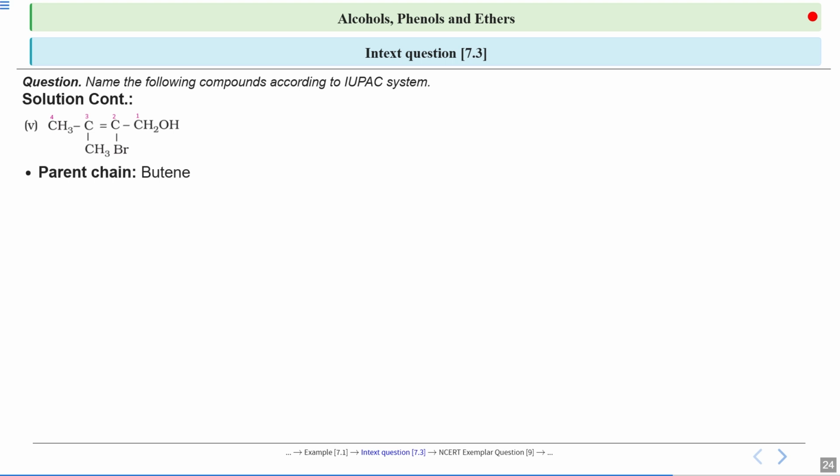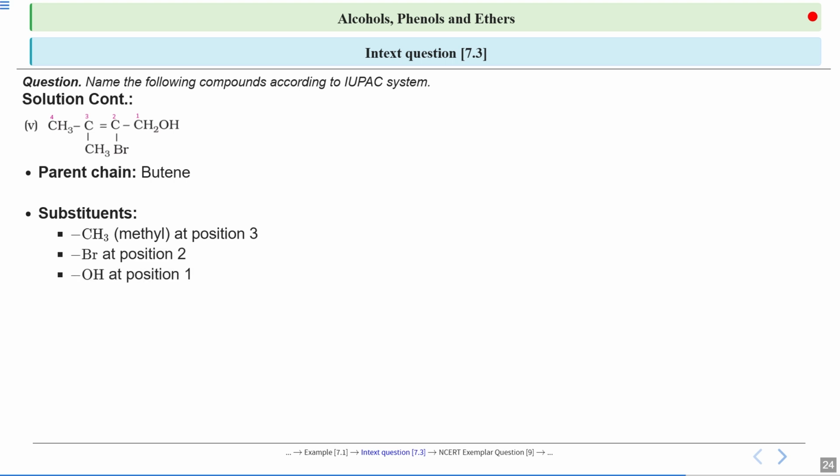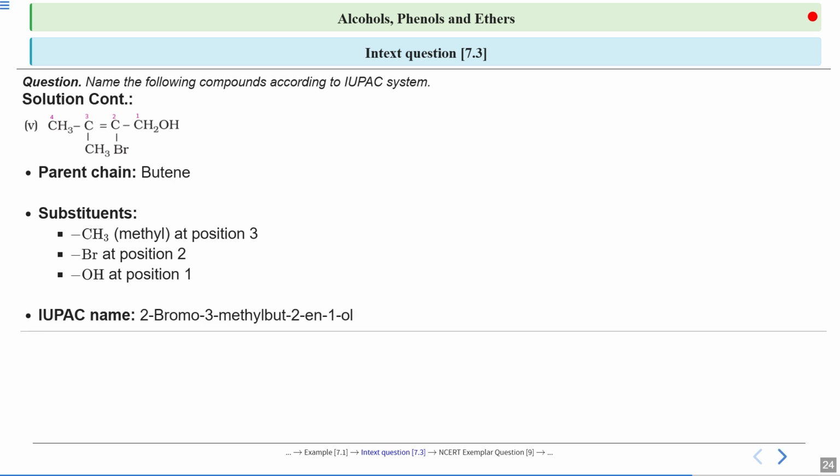Here the parent chain is butene. The substituents, which we have given the lowest numbers, are methyl at the third position carbon, bromine at the second position carbon, and OH at the first position carbon. So the IUPAC name will be 2-bromo-3-methylbut-2-en-1-ol, with 2-bromo 3-methyl in alphabetical order, and then but-2-en-1-ol.